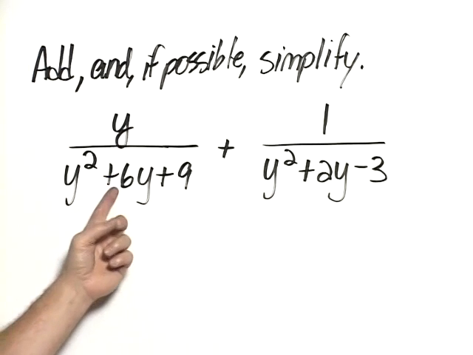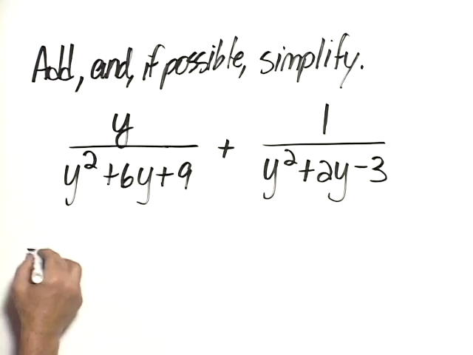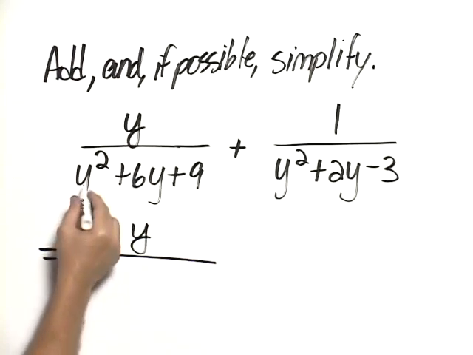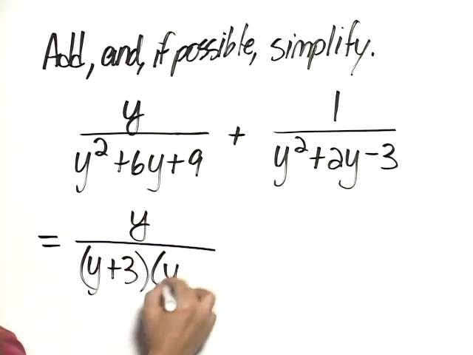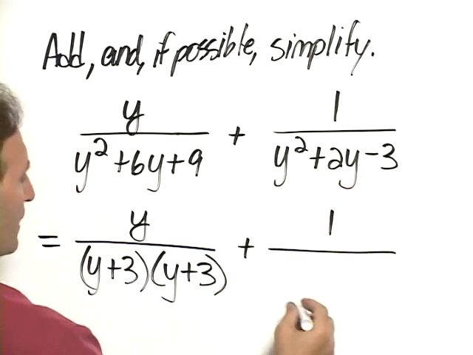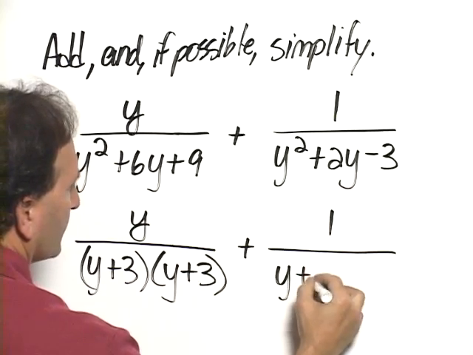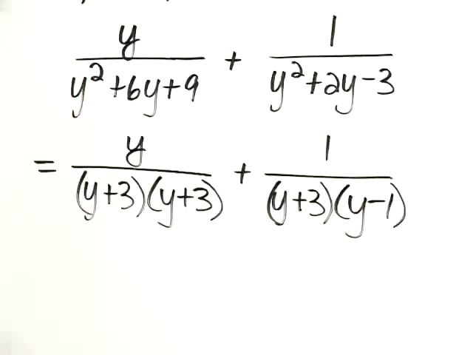In order to do that, we need to factor both of the denominators. So let's write the equivalent rational expressions with factored denominators. In the numerator we have y. Here we have a perfect square trinomial, which factors as y plus 3 times y plus 3, plus 1 over. Then we factor this trinomial. It's going to equal y plus 3 times y minus 1.